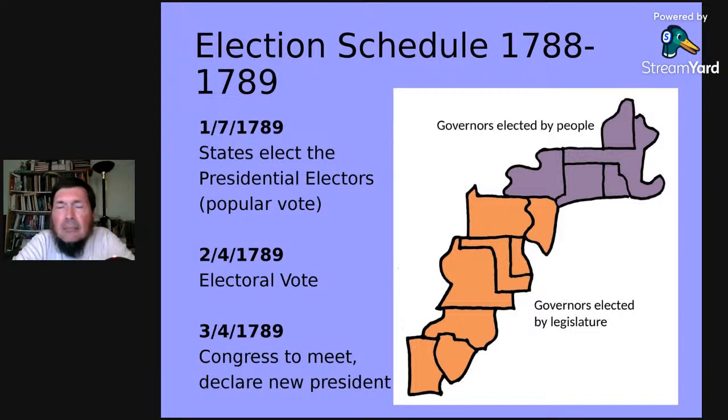Now, the states, for the most part, had problems figuring out, should we let the people vote or should we let the state legislatures choose presidential electors? This is something I don't think has been explained well in the past. So I created this map to show an interesting dynamic, which is only the states in New England and New York elected the governors by the popular vote. All the other states, from New Jersey and Pennsylvania south to Georgia, elected their governors by their legislature.